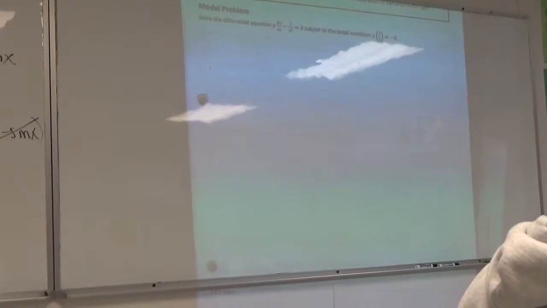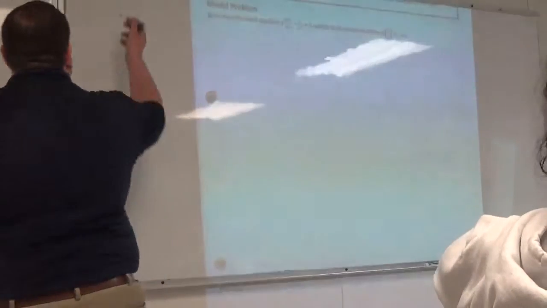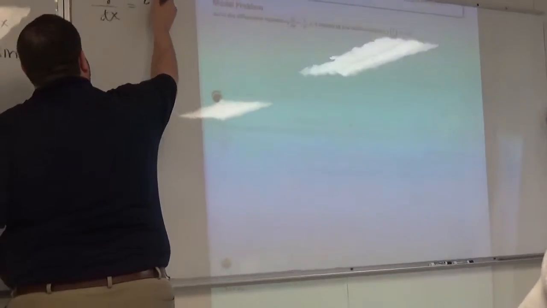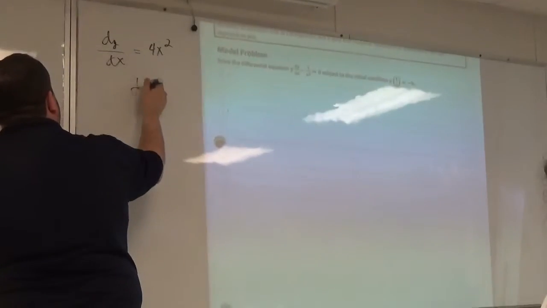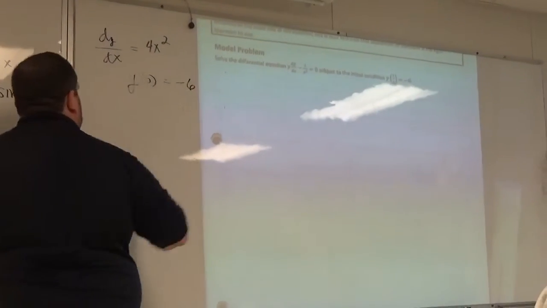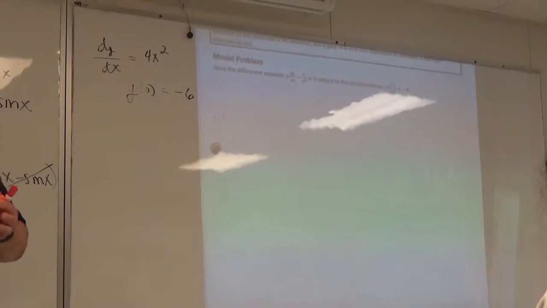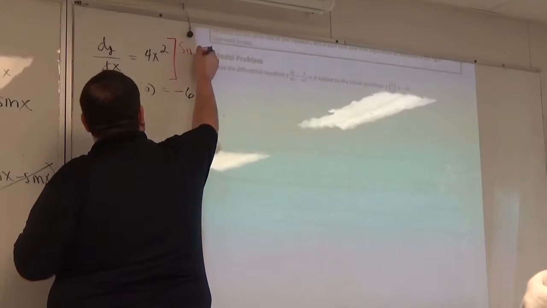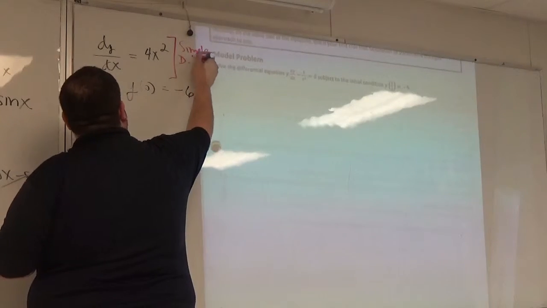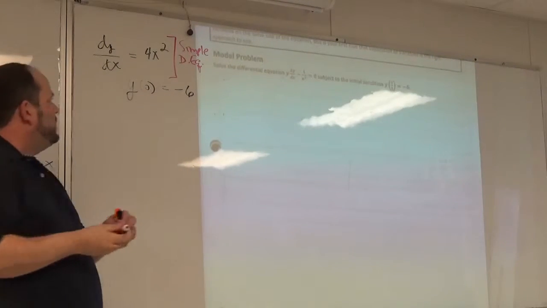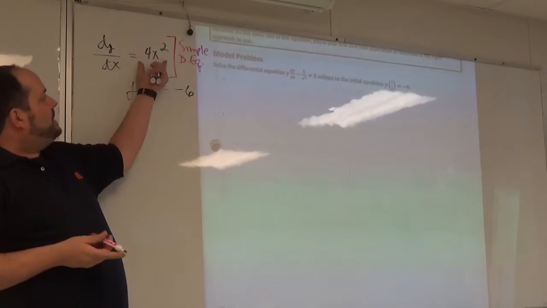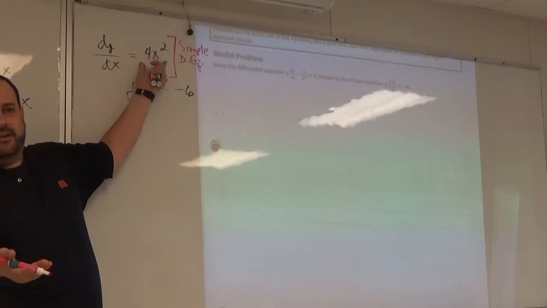...is trying to figure out what kind of problem it is. All the ones that we did yesterday, and the ones that you guys did for homework, looked like dy/dx equals 4x squared, and maybe they told you something like y of 0 is equal to -6. This is what I would call a simple differential equation. It's simple because you get the derivative set equal to a function of the independent variable.